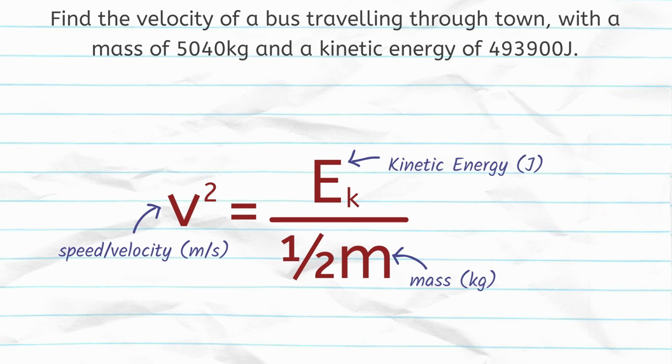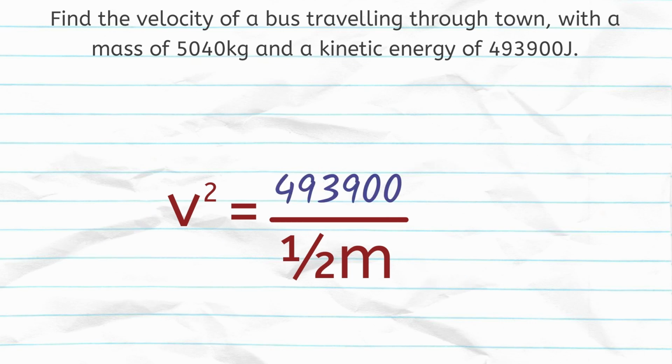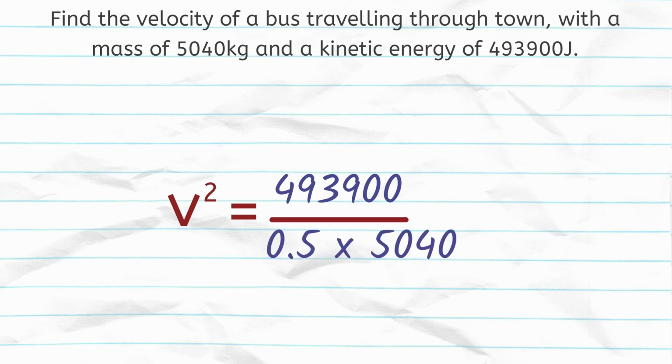We need to find the speed or velocity. That equals the kinetic energy, divided by half, which is 0.5, times by the mass. Now we enter what we know. The kinetic energy is 493,900, and the mass is 5,040.